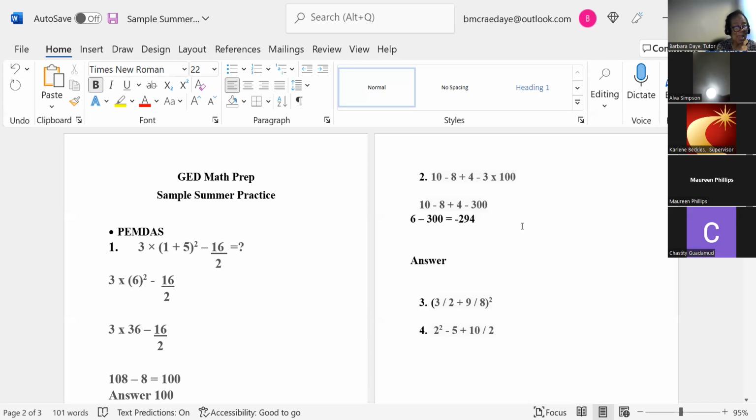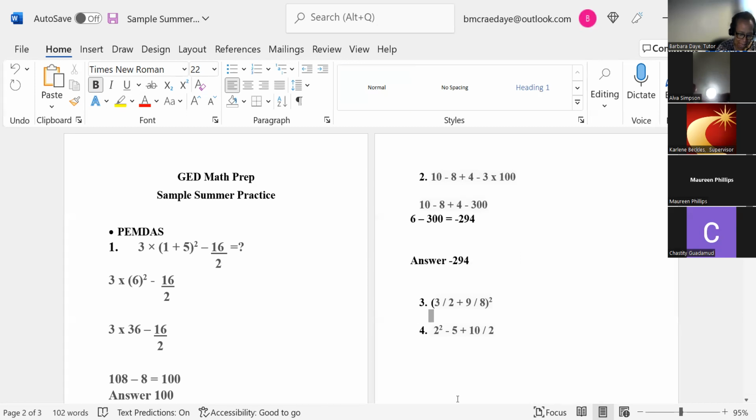Maureen kept saying 294, and I'm saying she's throwing away her negative again. So that's a negative 300, Maureen. Careful. Negative 300. You're subtracting, unlike signs subtract. So your answer is a negative 294. Answer, negative 294. Got it? That was number 2. Now I want you to do number 3.